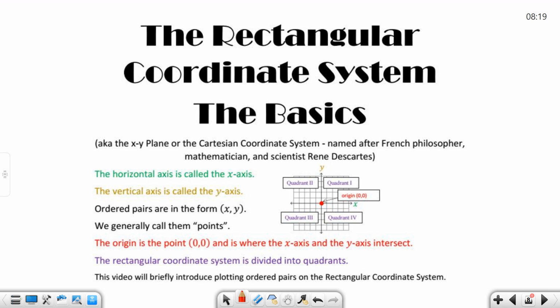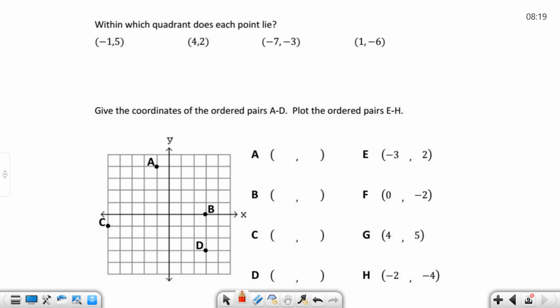This video will briefly introduce plotting ordered pairs on the rectangular coordinate system. Right? Something that many of you know how to do, but before we talk about graphing lines or graphing parabolas or anything else, we need to make sure we understand an ordered pair and how to put it on a grid and that kind of thing. So, and I hope that if you need help with this, that this helps you out with doing just that.